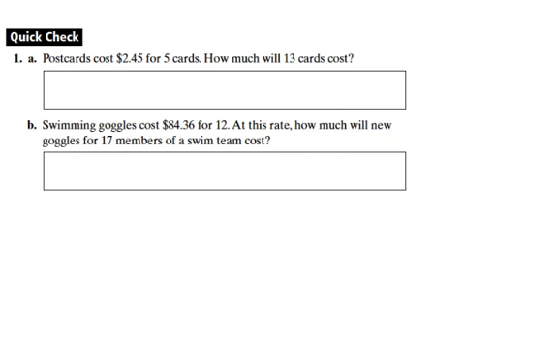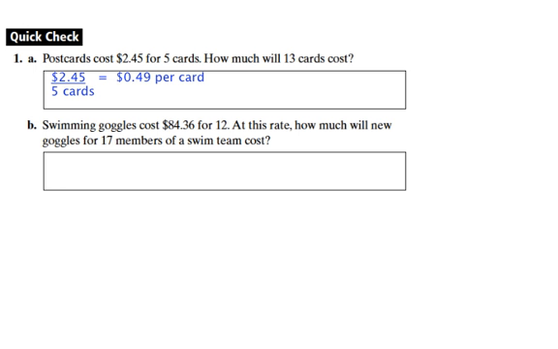For Quick Check 1A, postcards cost $2.45 for 5 cards. How much will 13 cards cost? Well, you can set up a proportion. You can find unit rate. I think for this case, I'm going to find the unit rate. We're going to take $2.45 over 5 cards. So that's $2.45 divided by 5, which is 49 cents per card.